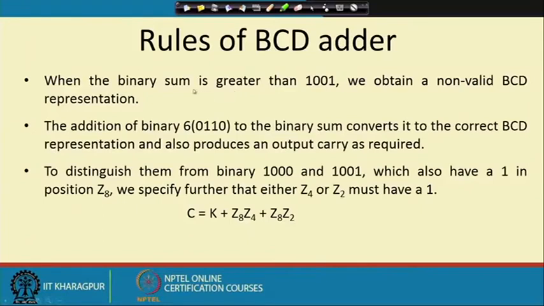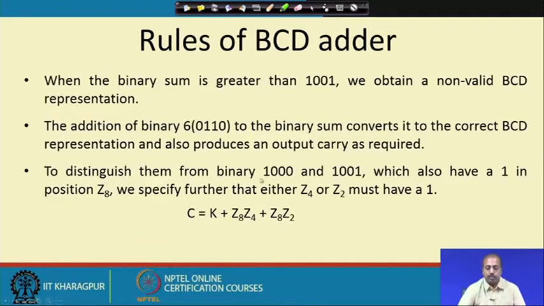So, these are the rules for BCD addition. When the binary sum is greater than 1001, we obtain a non-valid BCD representation, and adding binary 6 to the binary sum will convert the number to the correct BCD form. Whenever it becomes more than 1001, you just add this 6 to whatever sum you have got, and that gives the corrective action.